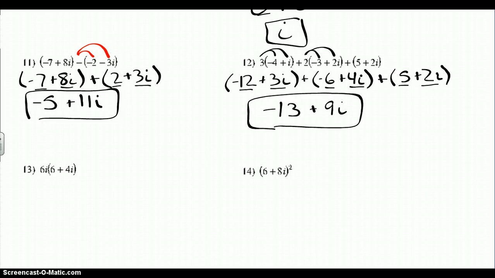Okay, so it's the same thing. Just use your distributive property. Put it in this form right here where they're all complex numbers. Combine the real and the imaginary, and you've got it.